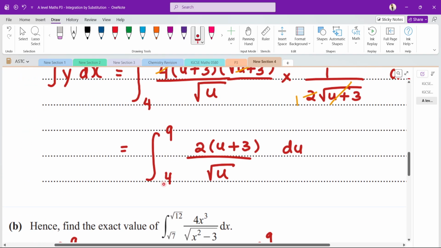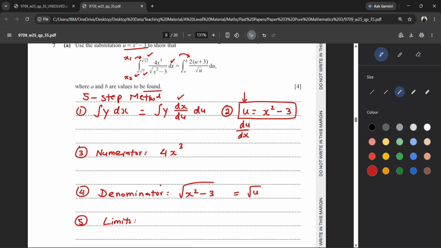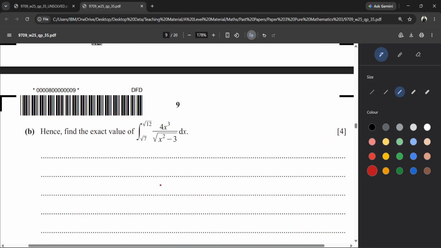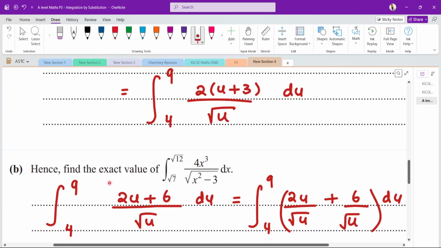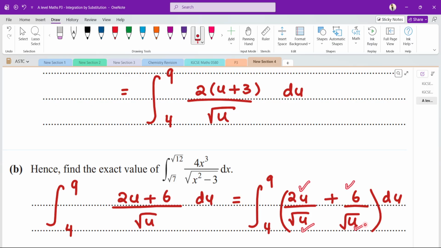Then part b says, hence find the exact value of the integral of this. It is the same exact thing. Now you need to integrate it. So first of all, I'm going to write this down in terms of u. Then directly we cannot integrate this. So what I'm going to do is split the fraction. So I'm going to write 2u divided by square root of u plus 6 upon square root of u.